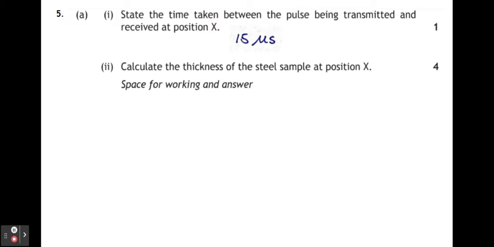Calculate the thickness of the steel sample at position X. So we're told at position X, we've just worked out that it takes 15 microseconds for the sound wave to return. How thick is the steel? Pause the video and see if you can figure this out.